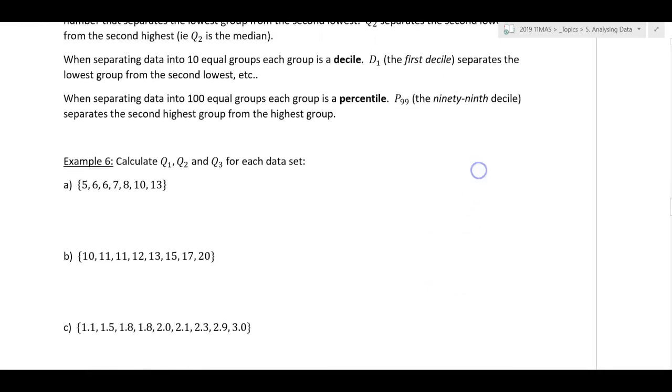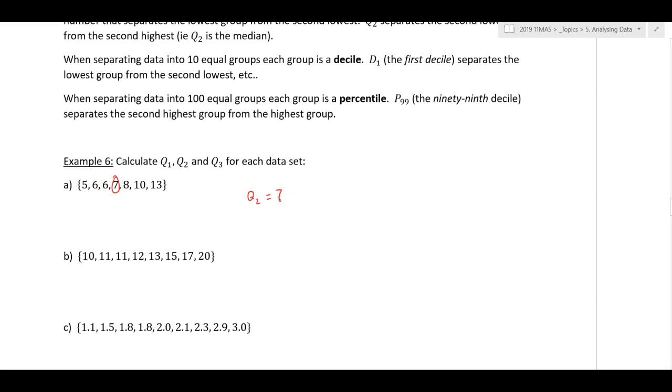Now, here we go. Calculate Q1, Q2 and Q3 for each data set. We could do this on the calculator, but I'm not going to. I've put these scores in ascending order. That's very important. And what we do is we first of all count up how many we've got, and I think here I have 7 scores. That means I'm going to have 3 in the bottom group and 3 in the top group, with this one left in the middle. So Q2 equals 7.